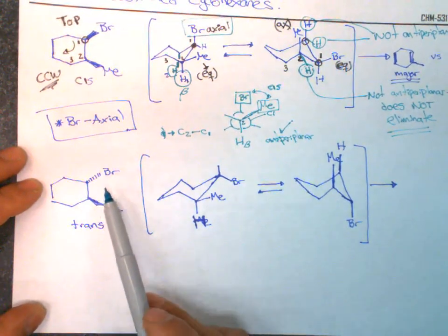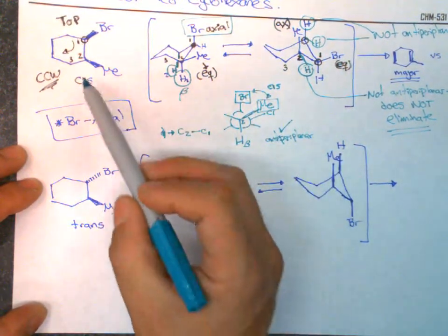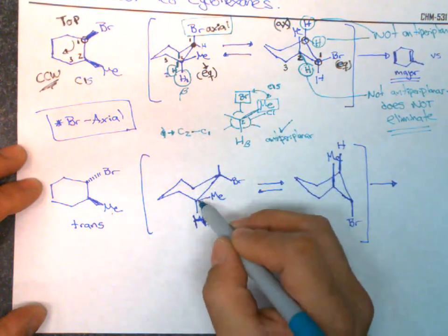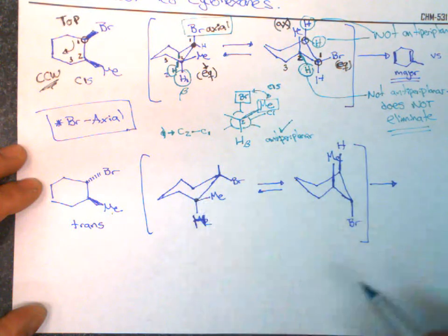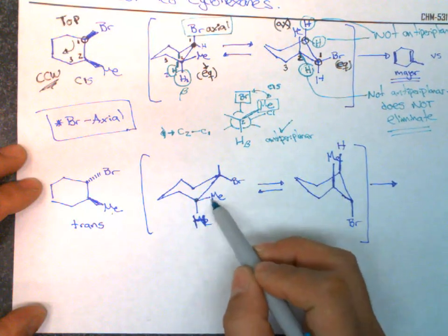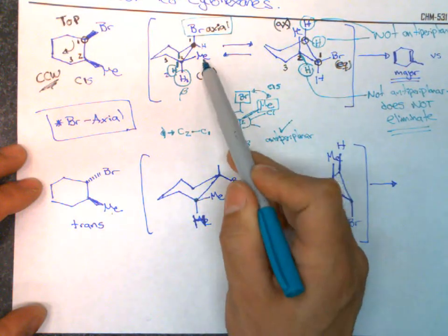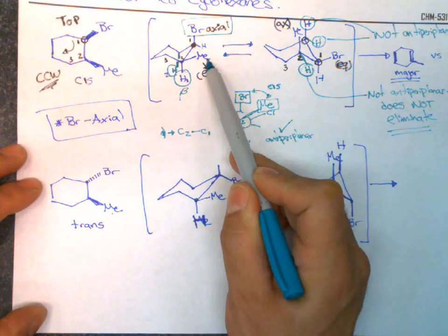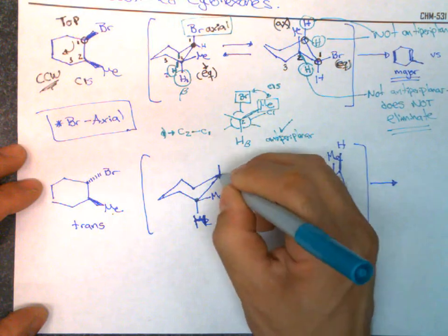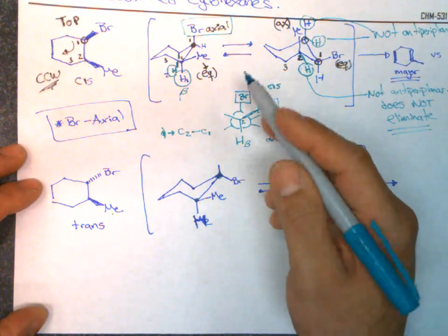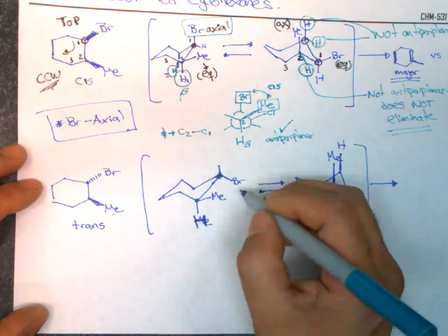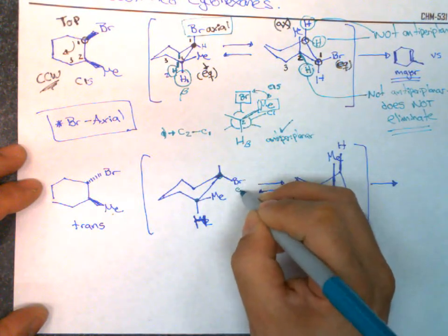I wanted to keep things constant, and so if I chose this methyl to be up, I stick to the same system in which now the methyl here was also up. So I wanted to stick to the same system that I chose on top. Now my bromine atom, instead of being axial and syn to the methyl group, now it's equatorial.